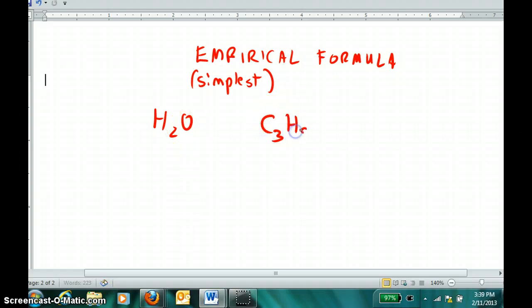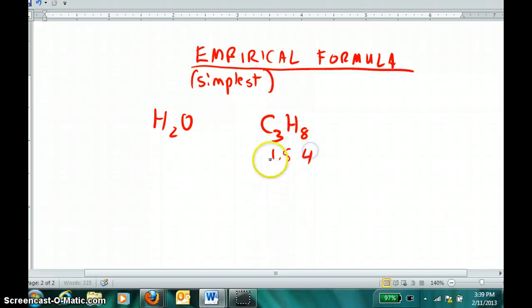Here is the molecular formula for propane, C3H8. And it too is also an empirical formula because there is no lower ratio with whole numbers than 3 to 8. If I tried dividing either one of these to get a smaller ratio, I might get 1.5 to 4, but that's not a whole ratio. If I divide both of them by 3, I'd get 1 to 2.67, but that's not a whole number ratio.